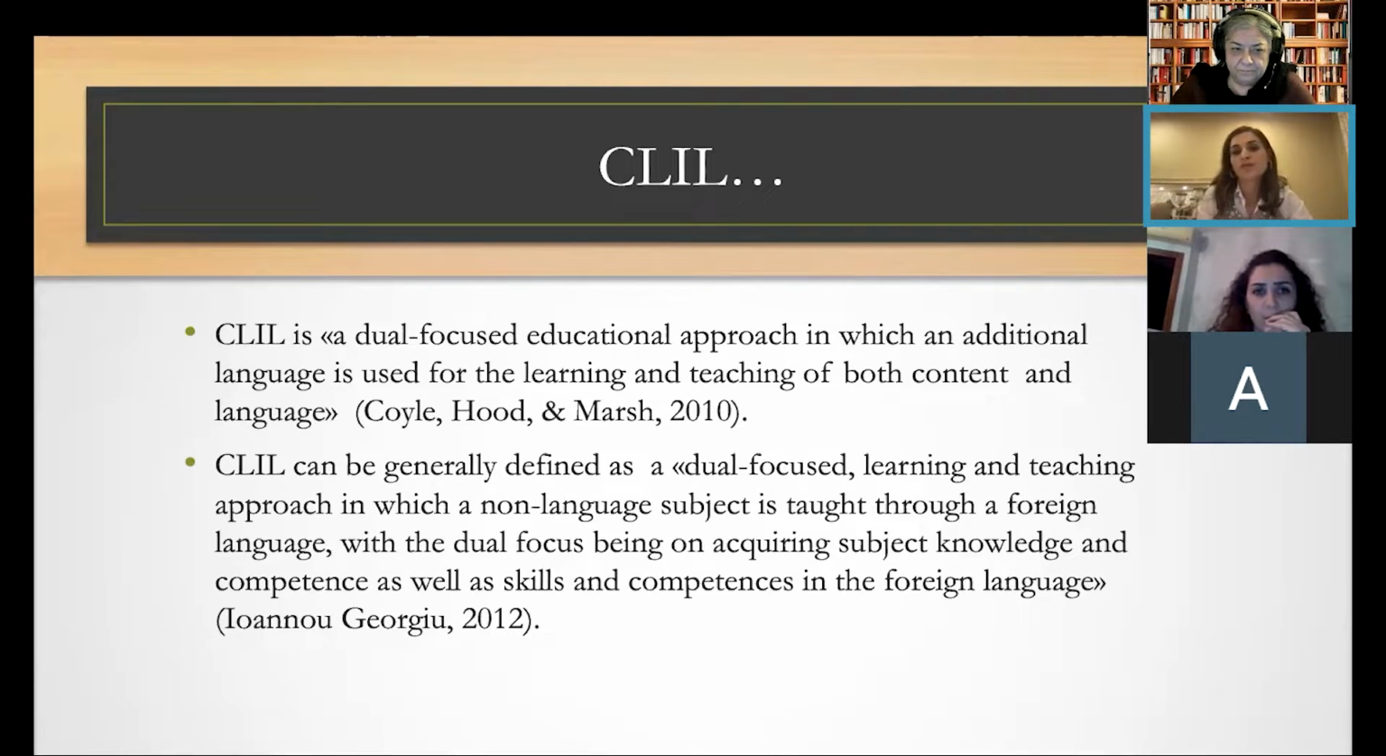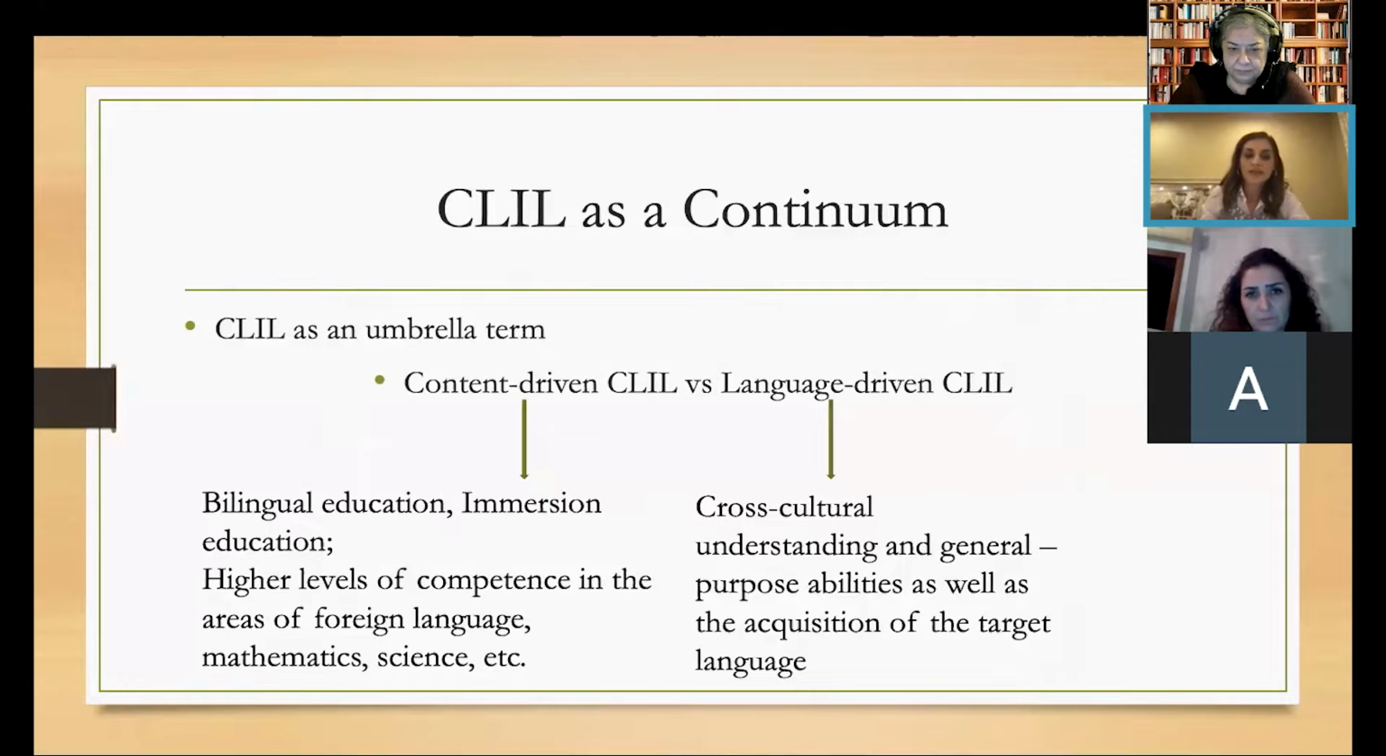Another definition of CLIL defines it as a dual-focused learning and teaching approach in which a non-language subject is taught through a foreign language, with the dual focus being on acquiring subject knowledge and competence, as well as skills and competencies in the foreign language. It is viewed as an umbrella term for educational practices in which a target language is used to teach a non-language content. We can consider CLIL just like a continuum.